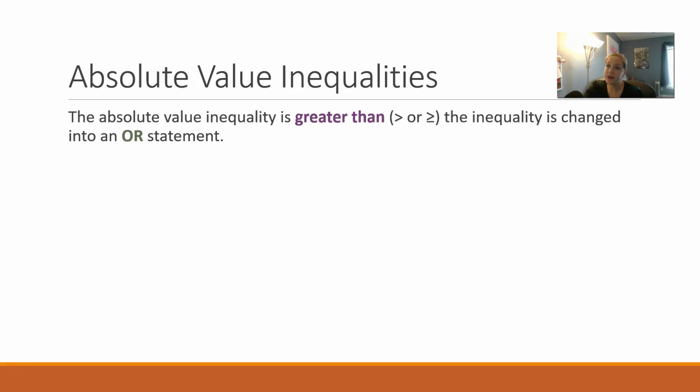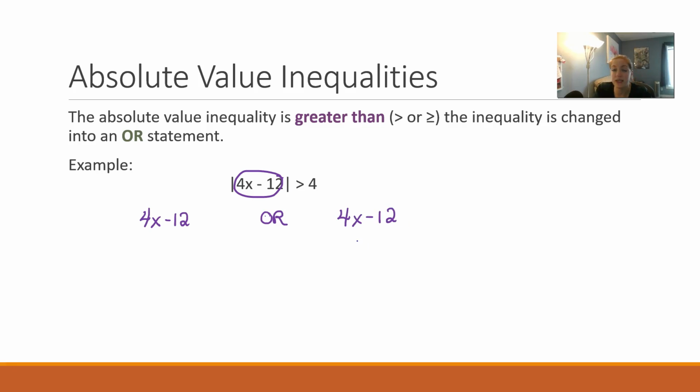So a little reminder here, when you have a greater than symbol, like we do here, in an absolute value inequality, we're going to have to split it up into that or statement. So right off the bat, I see greater than symbol, absolute value. I need to split it into an or statement. Boom, split. So I take what's inside, 4x minus 12, write it twice because I need to write two different inequalities.